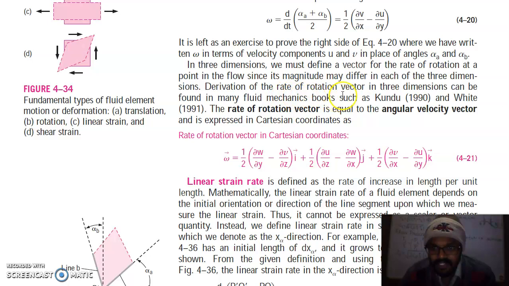The derivation of the rate of rotation vector in three dimensions can be found in many fluid mechanics books. The rate of rotation vector is equal to the angular velocity vector and is expressed in Cartesian coordinates as: one half (del w by del y minus del v by del z) i, plus one half (del u by del z minus del w by del x) j, plus one half (del v by del x minus del u by del y) k.